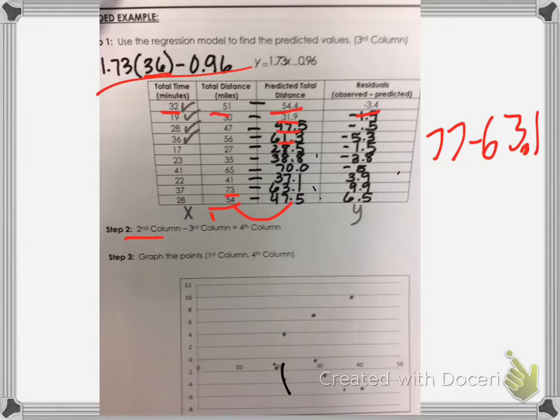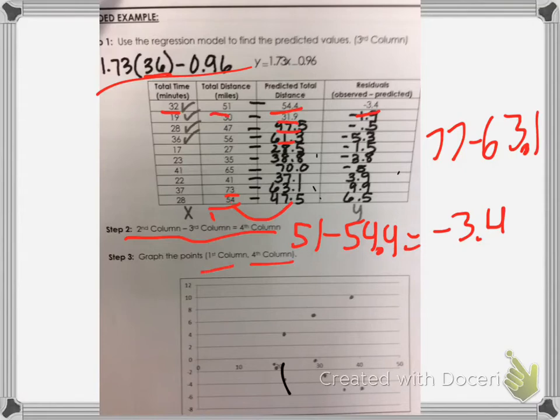Now, this is what it tells us. We're subtracting the third column from the second column. So 51 minus 54.4 equals negative 3.4. Now we're going to graph the points from the first column and the fourth column.